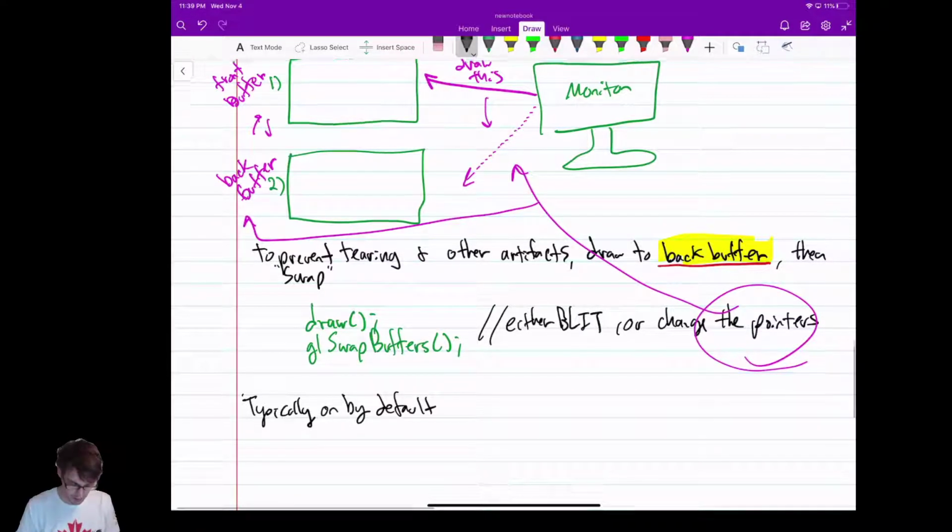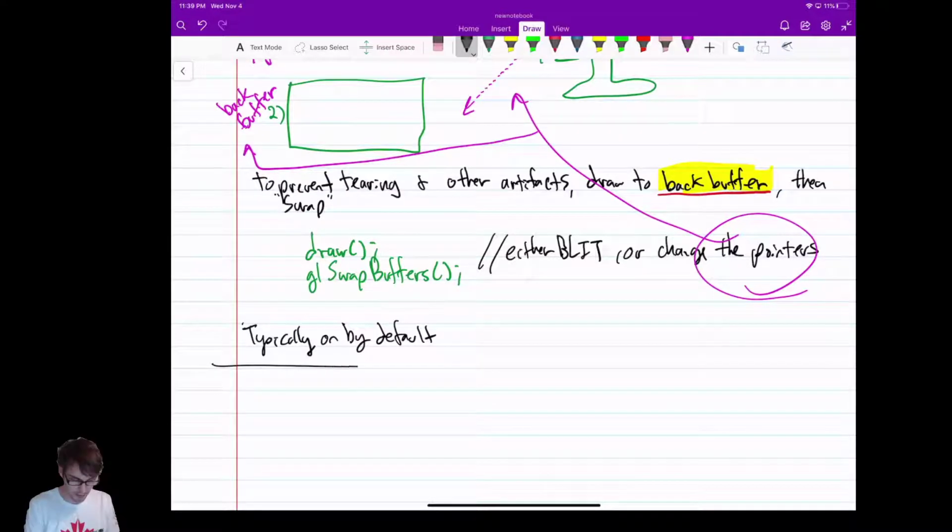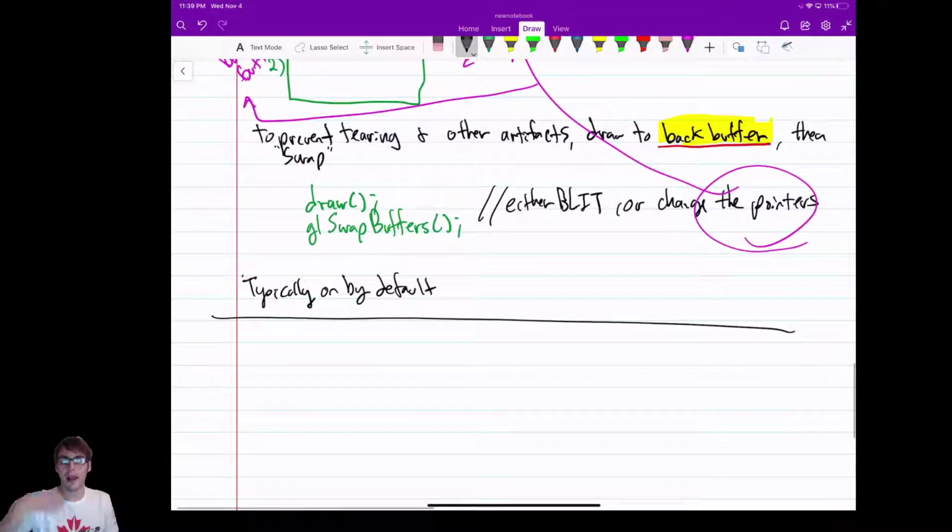Okay, good. So this is a good place to take a break. We'll come back and learn about the first ways that animation can work digitally.